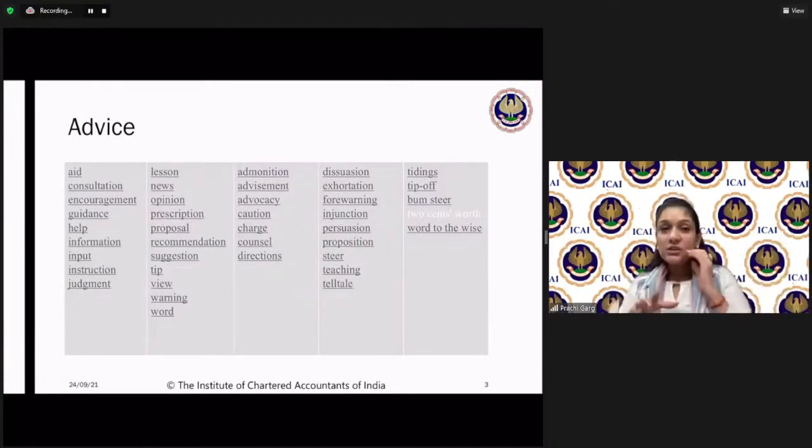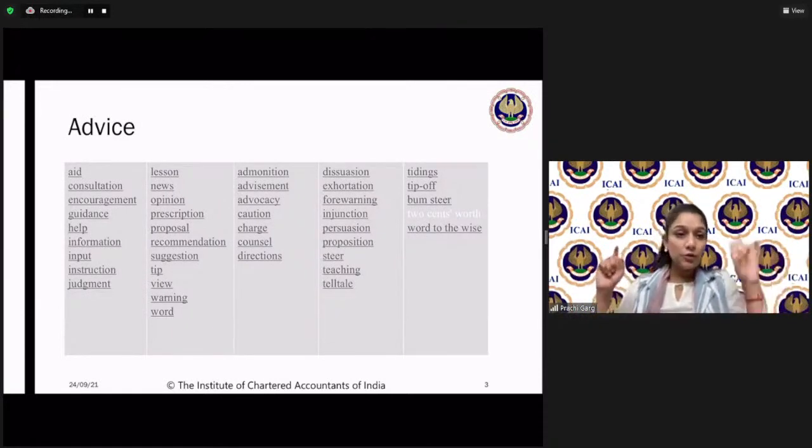Now, all these words, one way or the other, they relate to the word advice, they mean advice. Okay, so these are called synonyms. Now, synonyms are the words that do not have the exact meaning, they have a similar meaning to each other. What is it? Similar meaning, right?